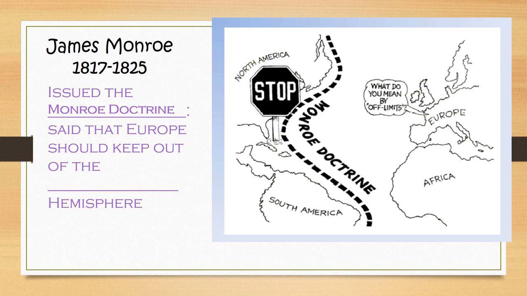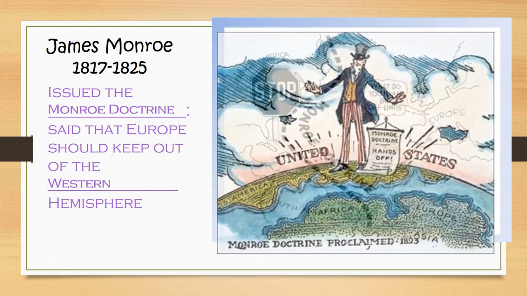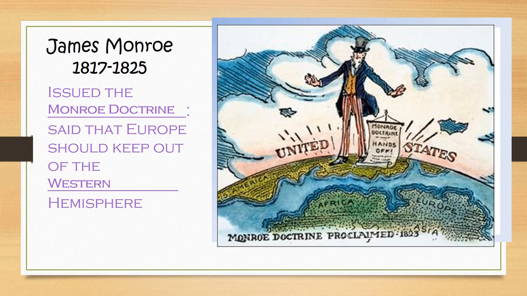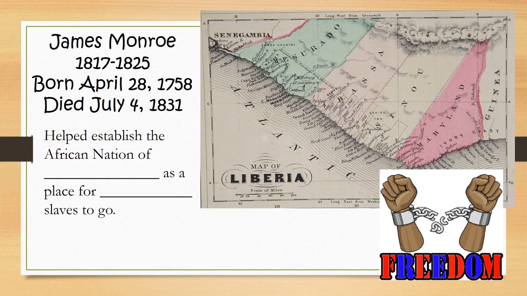James Monroe issued something called the Monroe Doctrine, and this idea, which is almost like a policy that was accepted by Congress, said that Europe should keep out of the Western Hemisphere. So this basically meant that the United States was holding its ground, and the Monroe Doctrine said hands off to any European country that wanted to gather up and gobble up land that was in the Western Hemisphere.